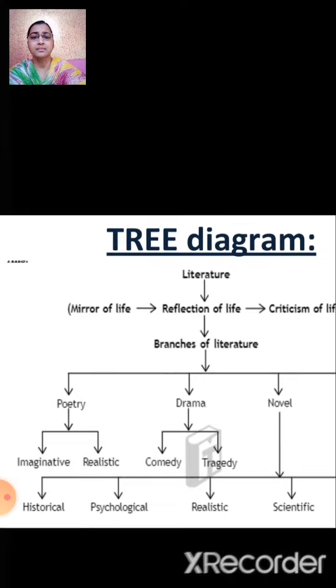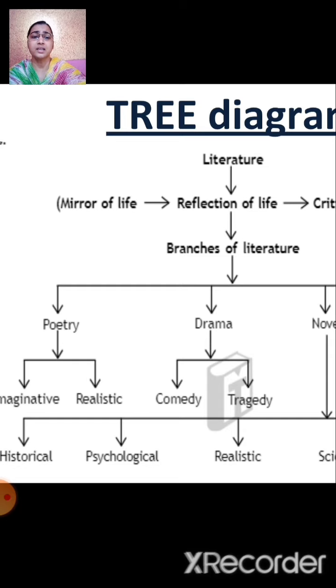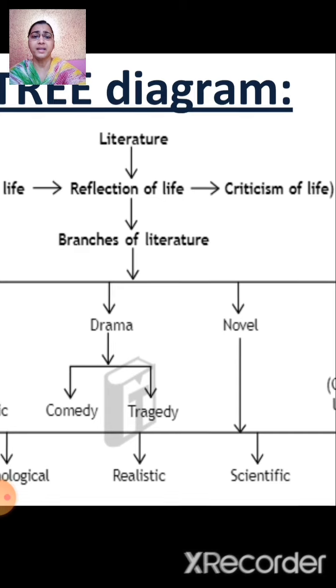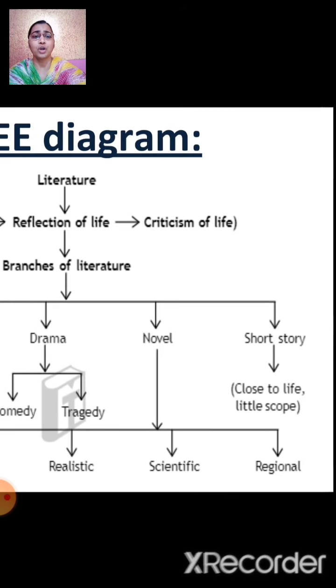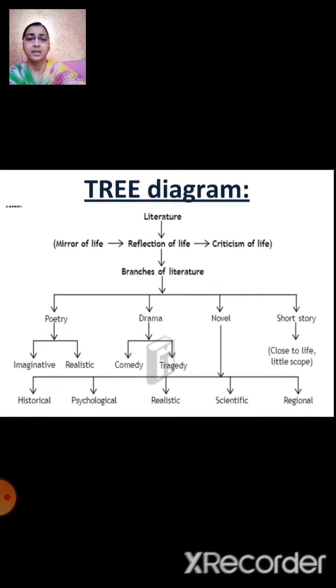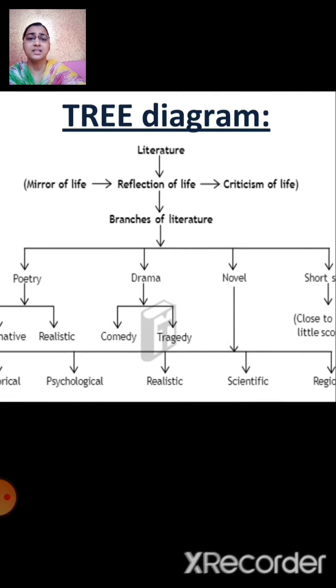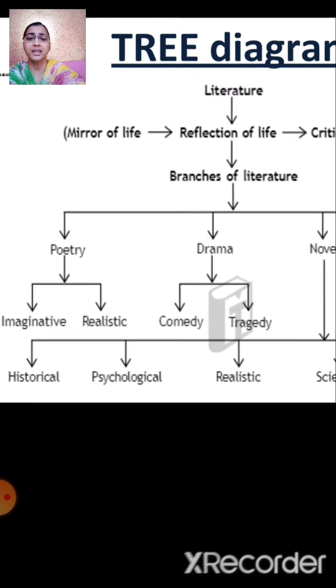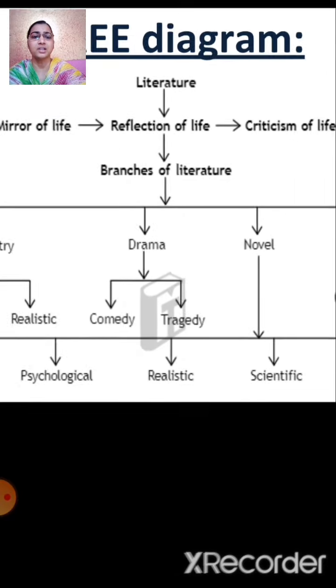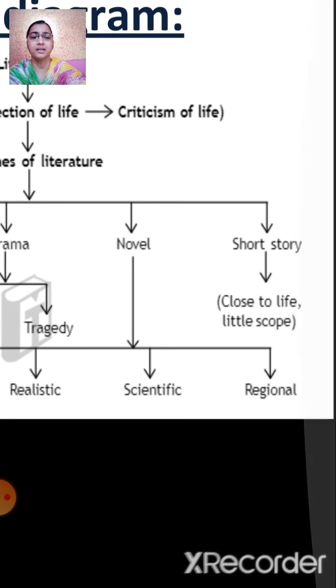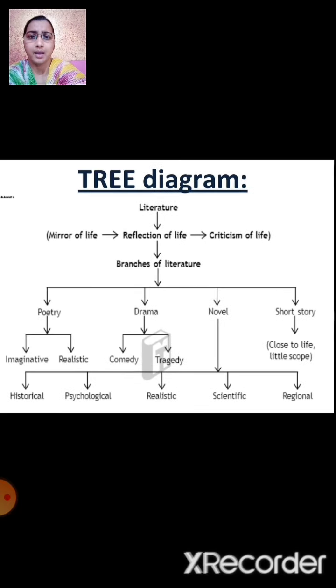Can you see this? Then drama again has two branches, comedy and tragedy. Now see, further we have short story and we have given a branch like close to life or little scope. Then further you can see novels have further branches like historical, psychological, realistic, scientific and regional. I hope students you all have understood this example of tree diagram.